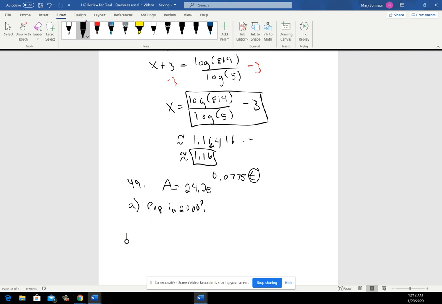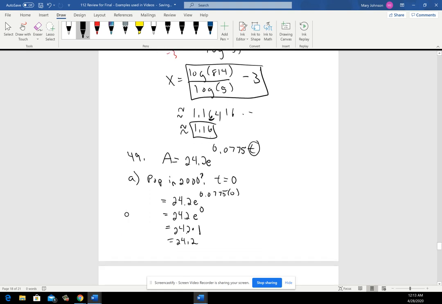So for that one, you should be thinking, well, that's 0 years from 2000. So let's plug in a 0 for the T. And when you do, that's going to be 24.2 e to the 0 power. That's 24.2 times 1, since a 0 exponent on something gives you a 1. And so that's just going to be 24.2, and it's really 24.2 million. Okay, so that's part A. That's just a function notation problem for the most part. Just plug into the function. B is the one that requires a little more work.